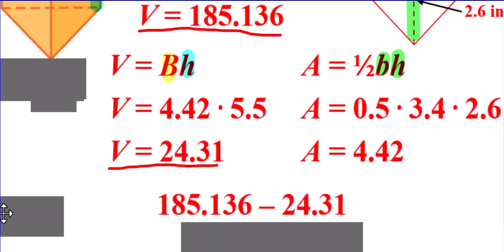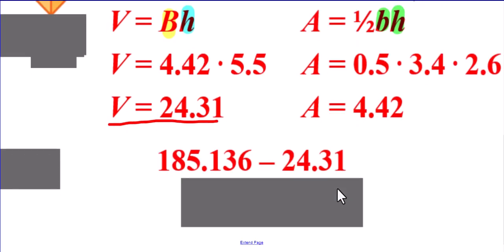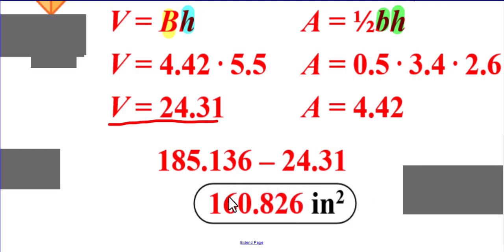So let's go ahead and write this down. Volume of the box minus volume of the candle. Get ready to use your calculator. This is going to give you 160.826. And now I can finally make sure I put the unit of measure.